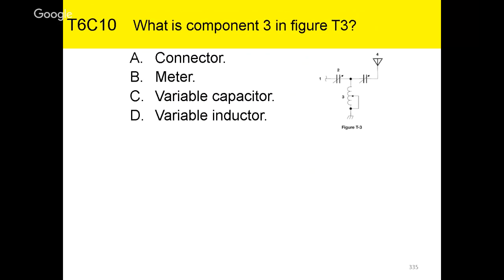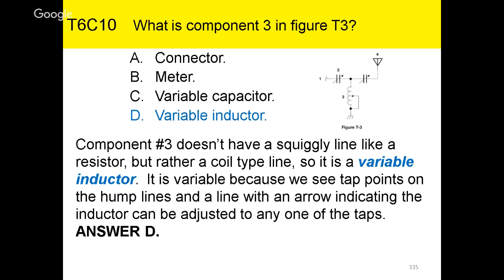So what is component 3 in figure T3? From our chart, we know that component number 3 would be, you see that little arrow there, which indicates that this has some variability to it, that this is an adjustable thing. And of course, the little curlies there would indicate that that's an inductor. So this is actually a variable inductor. So your answer is D on this. Little squiggly lines is what they call them.